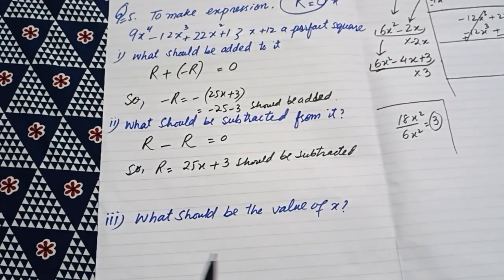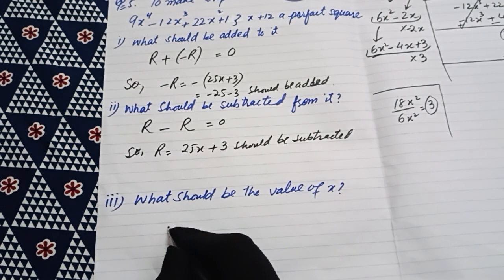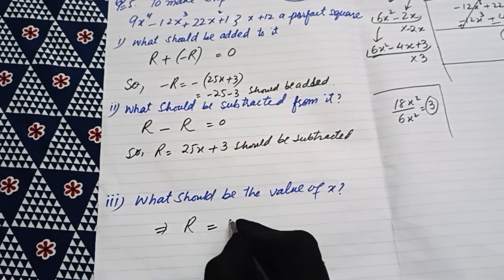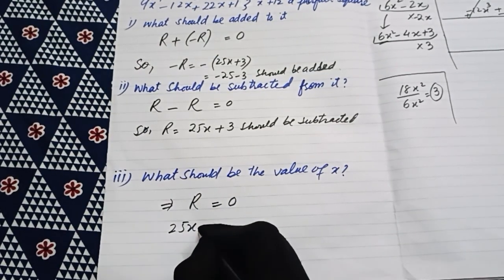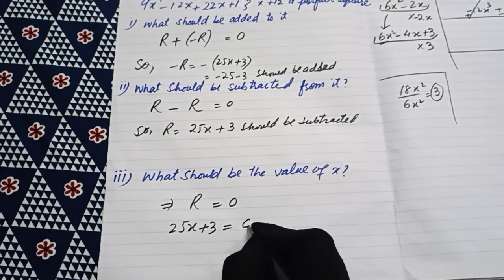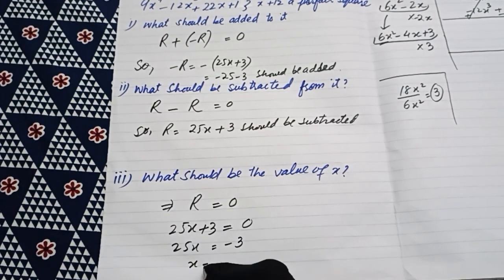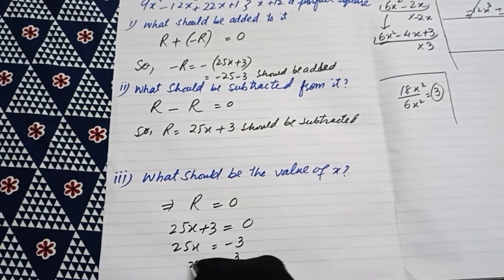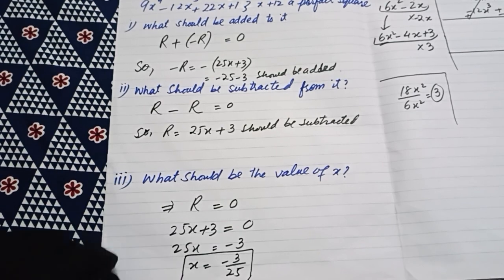Okay, and then what should be the value of x? To find the value of x, we know that the remainder must be equal to 0. So 25x plus 3 equals 0. So 25x is equal to minus 3, and x is equal to minus 3 by 25. This will be the value of x.